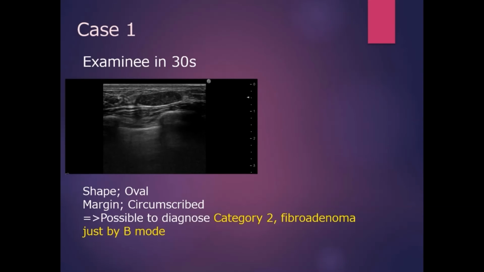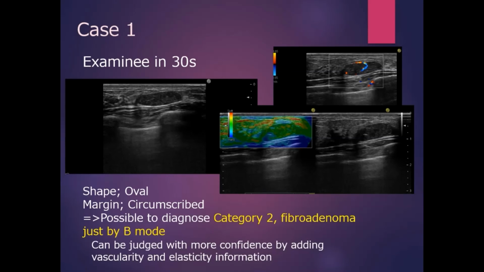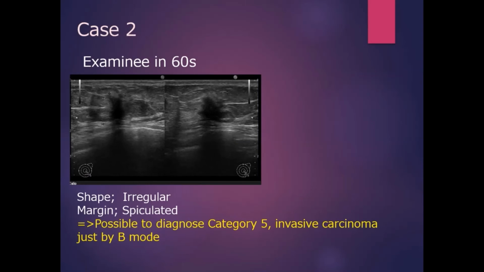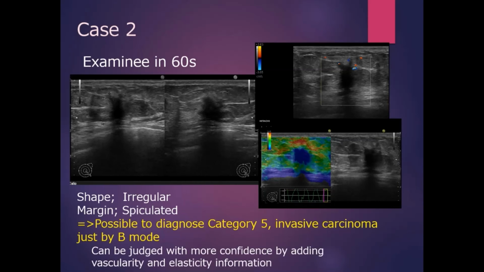Let me show you some cases. This is an oval tumor with a clear and smooth boundary. It can be diagnosed as category 2 fibroadenoma. Blood flow is monotone and smooth and elasticity score is 1. So you can judge with more confidence by adding blood flow and elasticity information. This is a spiculated and irregular-shaped tumor. It can be judged as category 5 by B-mode alone. You can judge with more confidence by adding vascularity and elasticity information.